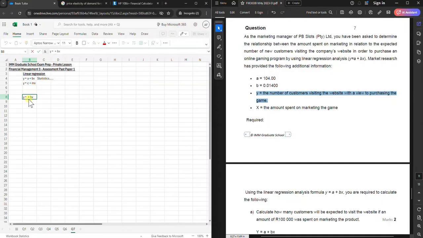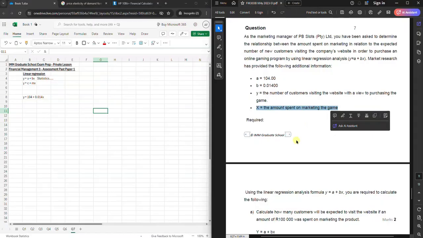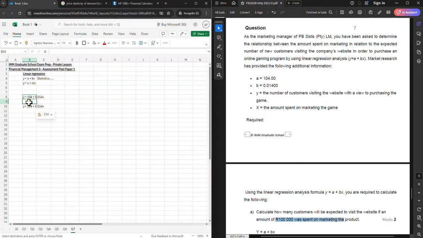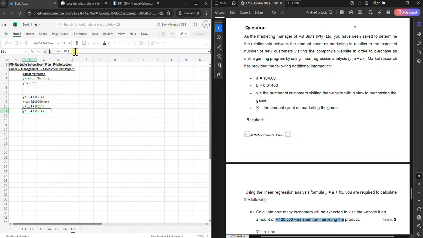Okay, so you need to write this using the amounts given in the question. So 104 and 0.014, and then X is the amount of spend that you're going to be inserting. So calculate how many customers will be expected to visit the website if 100,000 is spent. So all you have to do is substitute X, and then just solve for Y. And Y would be the expected sales, basically.